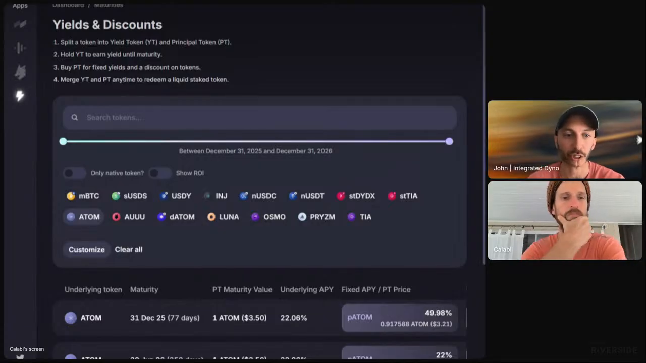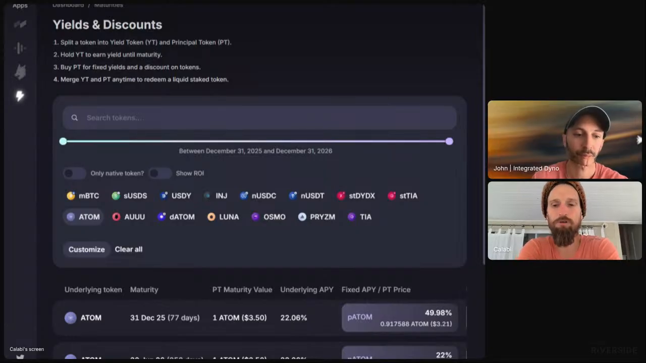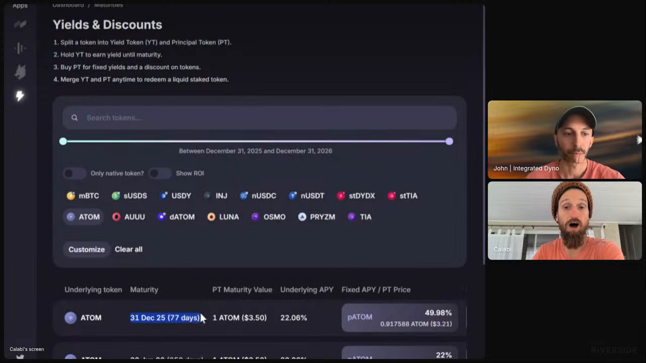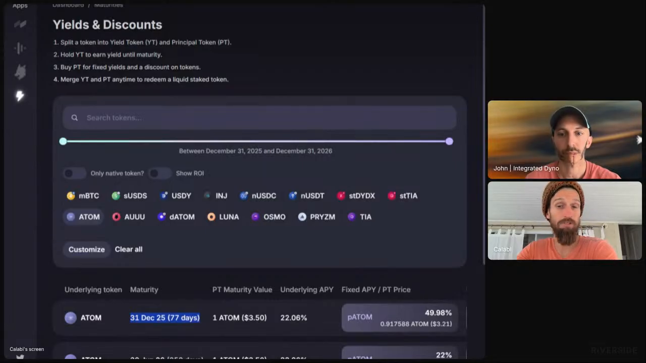What is the strategy of doing that? That would depend on the user preference and their outlook to the end of this maturity on Atom. If your outlook is bearish, I would say you would just take the arbitrage, and because you don't want the exposure, you don't want the duration risk, right?